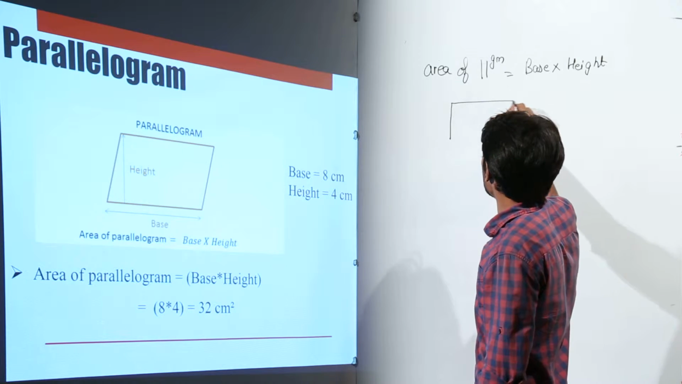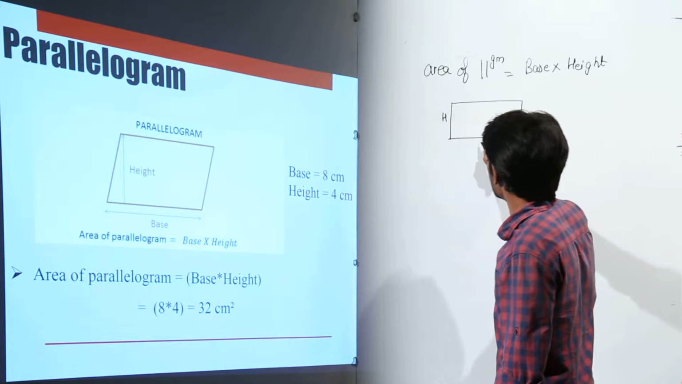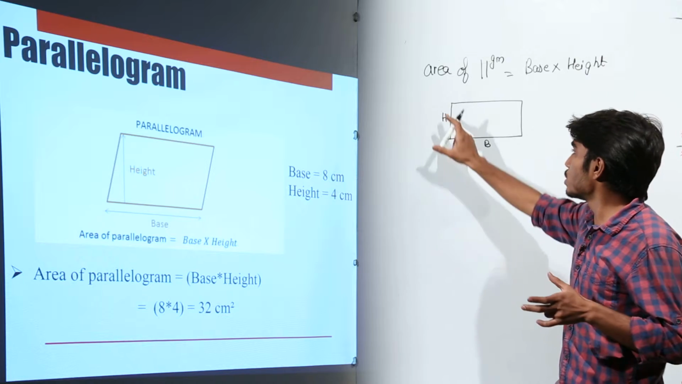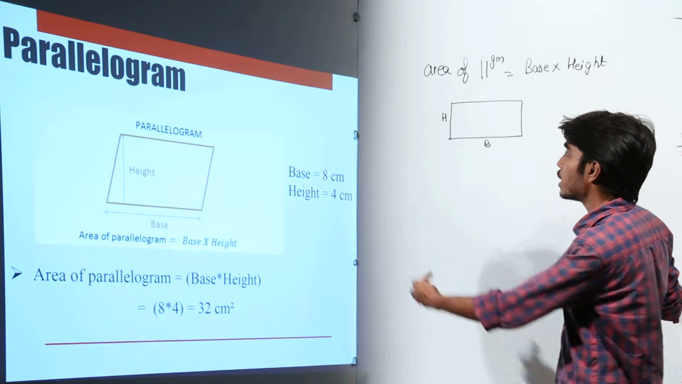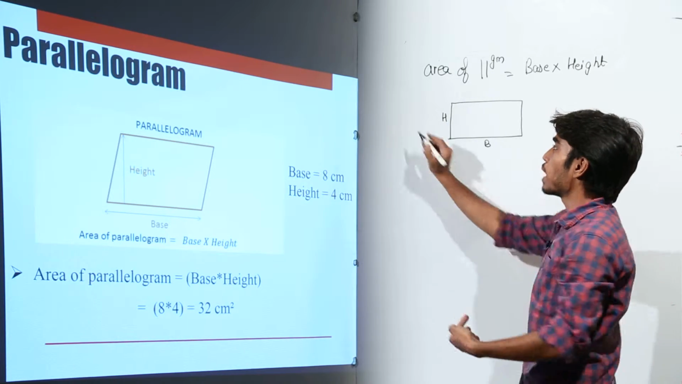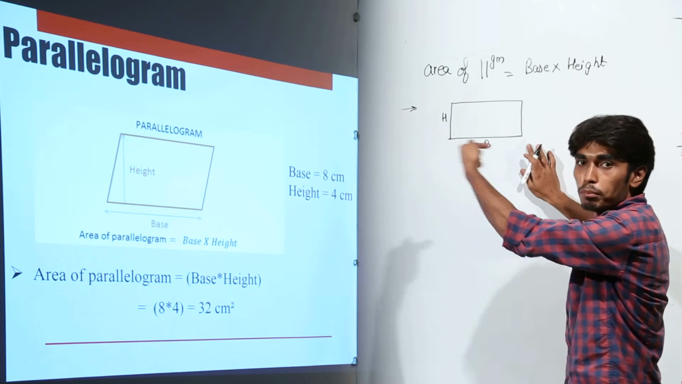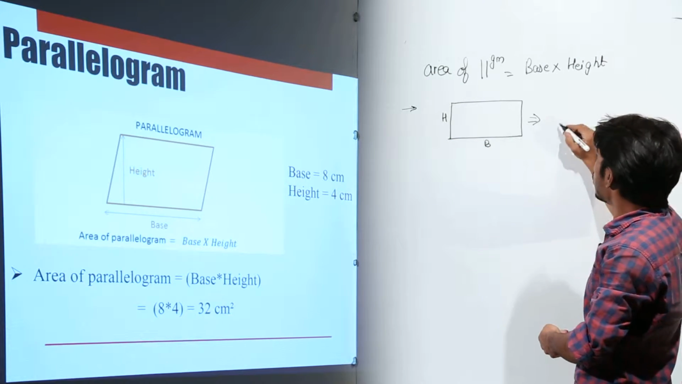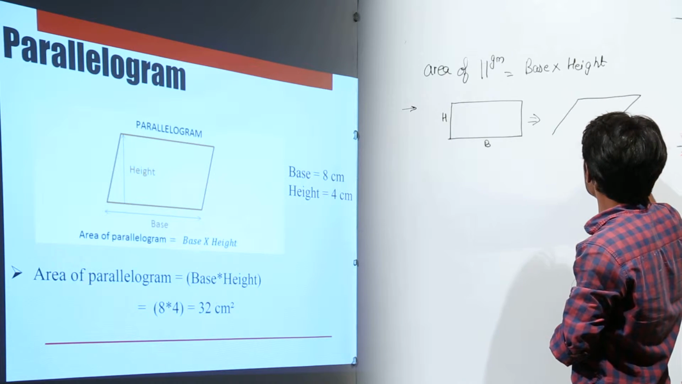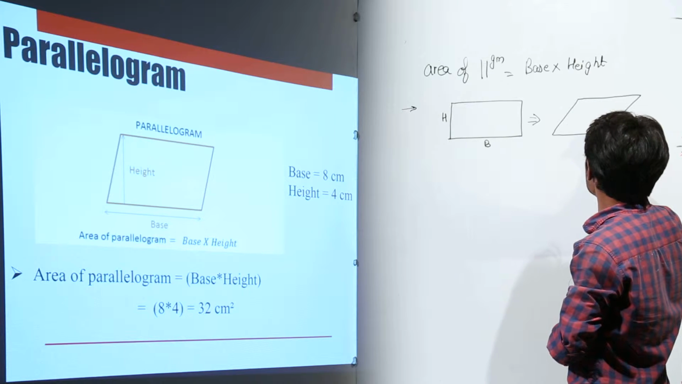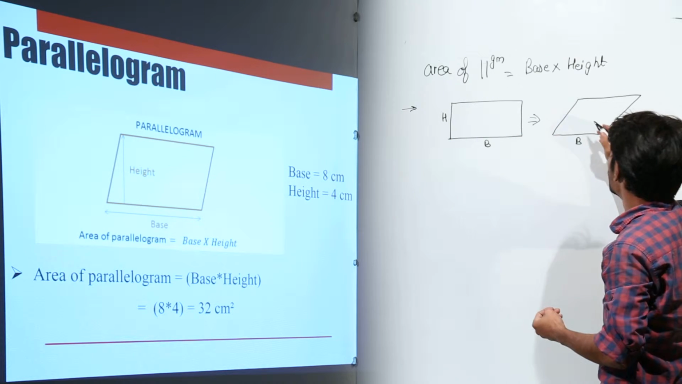For example, let's say I'll draw a rectangle. The height of this rectangle is h and the base is b. Suppose I push the rectangle from this edge. I apply some force on this rectangle, keeping the base fixed. Keeping the base fixed, if I apply some force, this rectangle will become somewhat like this. The base is fixed, but the edges, they have moved.